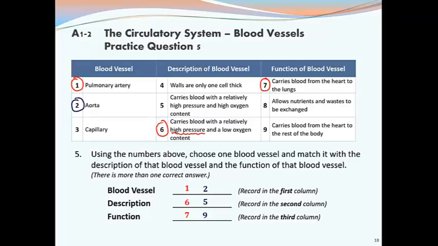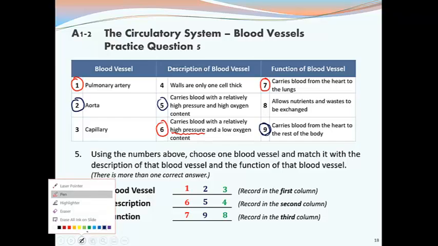Now we see our second choice, which is the aorta. If you choose number 2, the aorta, you know that it carries blood with a relatively high pressure and high oxygen content. It has high oxygen because it is carrying blood that has been through the pulmonary circuit and is now bringing oxygenated blood to the whole body. It's leaving with great pressure, so that makes sense. And it carries blood from the heart to the rest of the body.